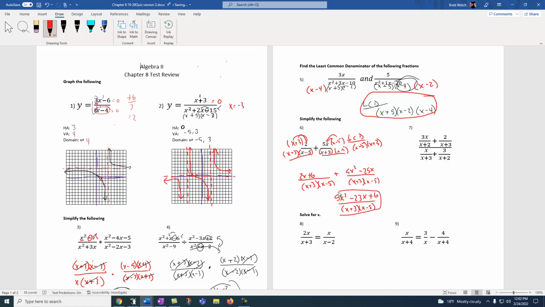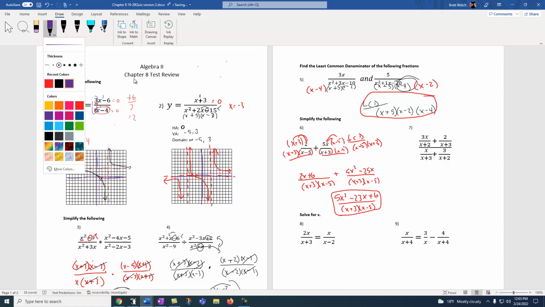Number 6 is going to have the LCD show up in the answer. These other questions, 7, 8, 9, none of them will have the LCD in the answer. But 6, because we're just trying to add two fractions, we're going to get the LCD to show up. It's not going to just disappear on us. All right, let's take a look at number 7, 8, and 9.